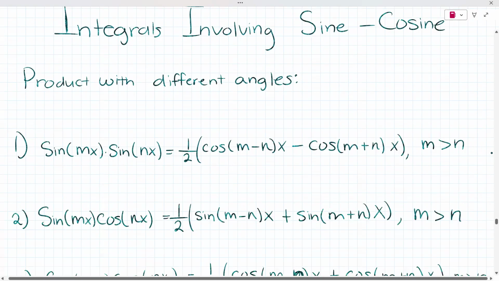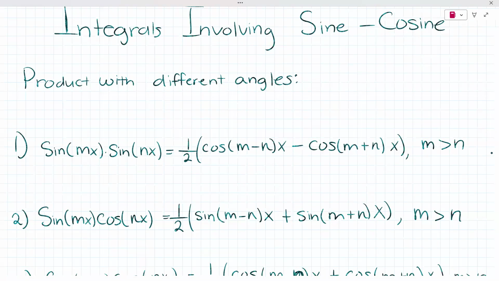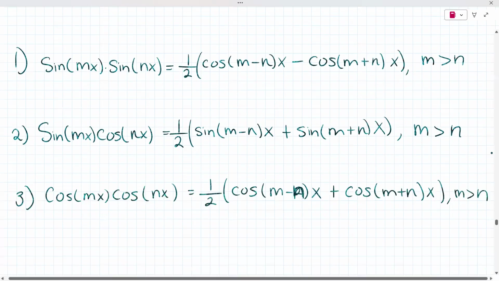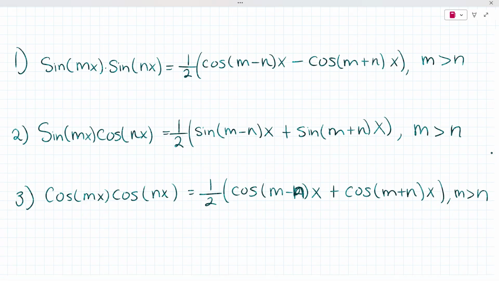So the first one is sine of mx times sine of nx is equal to 1/2 of cosine of m minus n x minus cosine of m plus n x, where m is greater than n. Rule 2, sine of mx times cosine of nx is equal to 1/2 sine of m minus n x plus sine of m plus n x, where m is greater than n. Rule 3, cosine of mx times cosine of nx is 1/2 cosine of m minus n x plus cosine of m plus n x, where m is greater than n.